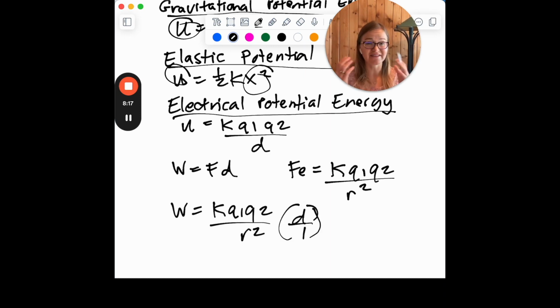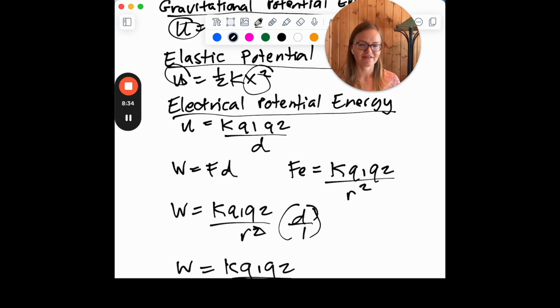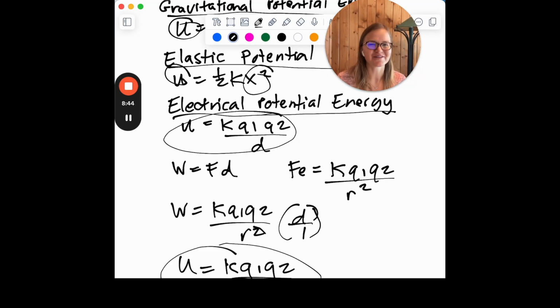And in this case, we said D, the distance, is exactly the same as R. R in this case just represents the distance. So what's going to cancel out here? Well, one of our R's is going to cancel out with that D in the numerator. So we're going to end up with work equals K times Q1 times Q2 divided by D. And in this case, the work done, we can replace the W here with a U, because this, like we saw up above, is exactly the same as our equation for electrical potential energy.